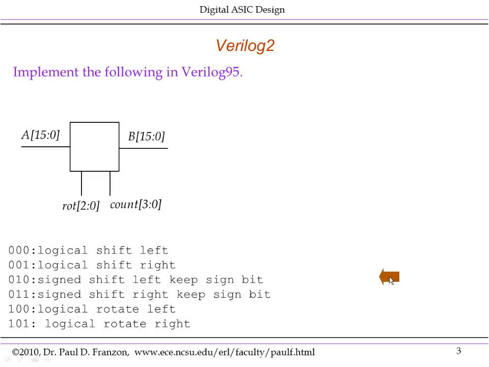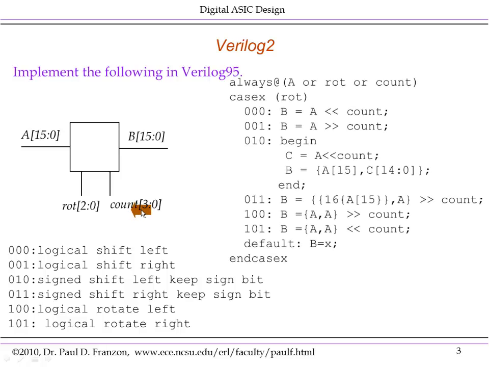Here's another example of combinational logic, this time using operators. I want to build this general shift rotate unit. I'm going to have logical shift left and right, sign shift left and right, keeping the sign bit, and logical rotate left and right. I'm going to do this in Verilog 95, just to make it a little more complicated. A is the input, B is the output, rot is these 3 bits here, count is how far we're shifting or rotating.